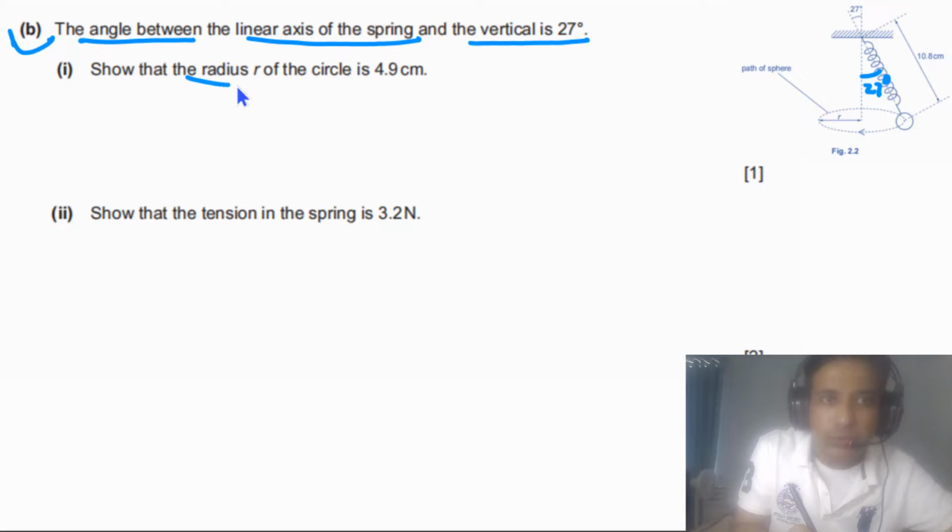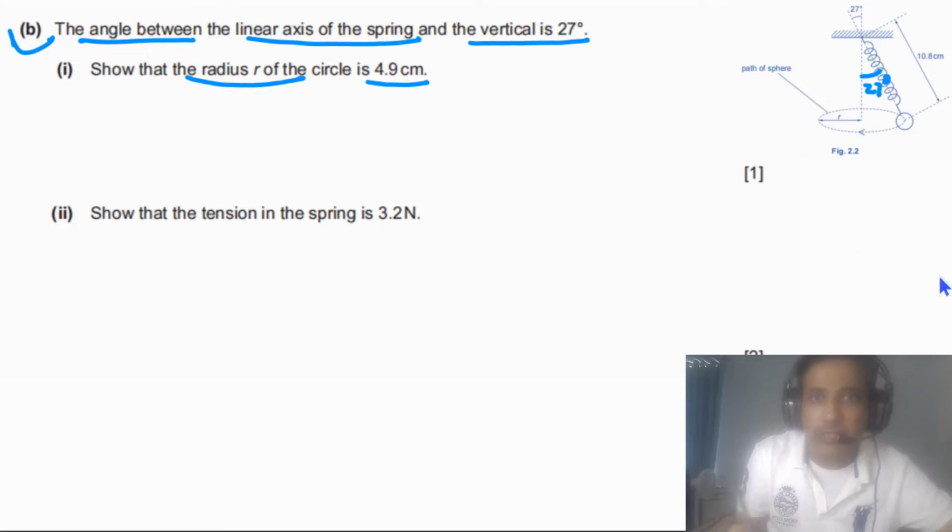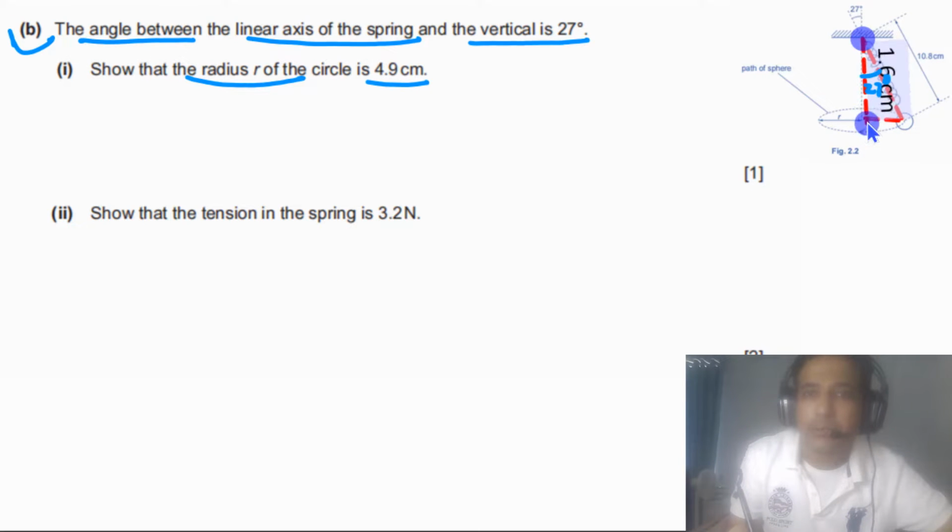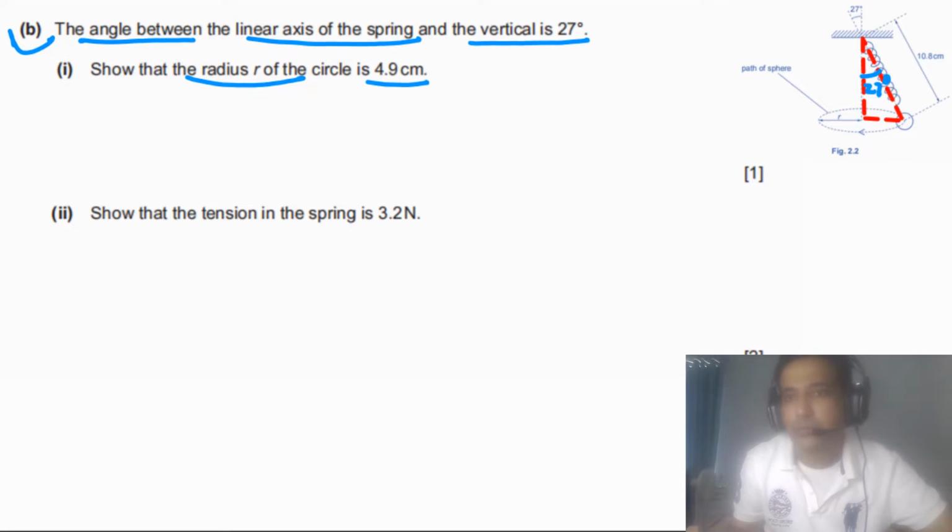For part B1, we need to show that radius r of the circle is 4.9 centimeters. So we need to show that this radius of the circle is equal to 4.9 centimeters. L is given, that is equal to 10.8 centimeters. So simply we need to understand this triangle. We can form this triangle and we need to find the base of the triangle. This base is equal to r, and this has to be equal to L sine of 27 degrees, because this angle is 27, so the opposite side has to be sine of 27 degrees.